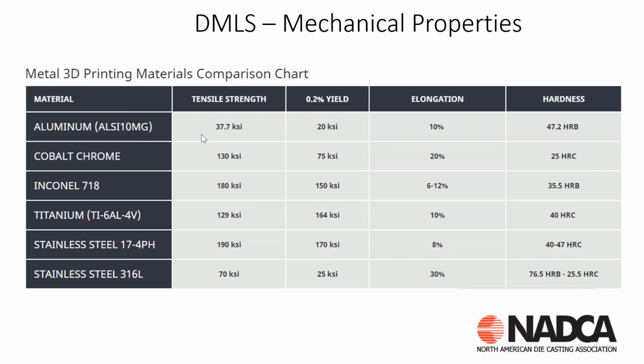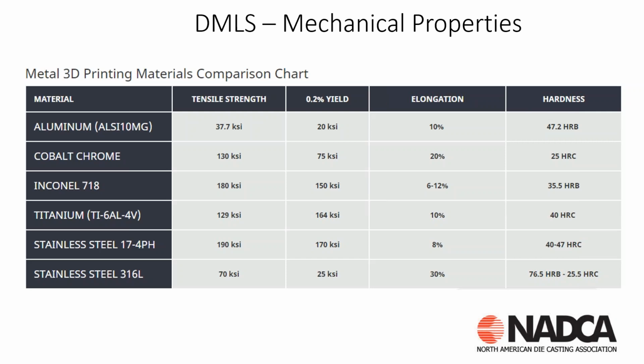So I've just got some charts on DMLS, once again, very similar to powder bed fusion, just to show some of the properties: tensile, yield, elongation, and hardness. So this is an aluminum alloy. Just like our aluminum die castings, this is an aluminum alloy with a tensile strength of 37 KSI, a yield of 20 KSI with 10% elongation, and a hardness of 47 Rockwell B. Not unlike our die casting. So this is actually a 3D printed aluminum alloy.